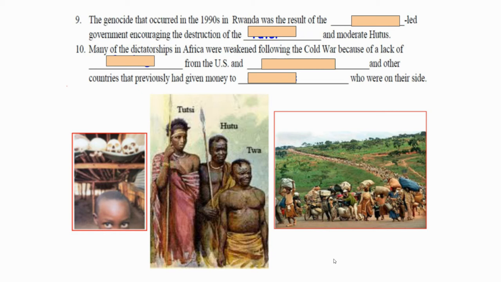Elsewhere in the continent of Africa, we had some events that were not necessarily so pleasant. The genocide of the 1990s in Rwanda resulted in the Hutu led government encouraging the destruction of the Tutsis and some of the moderate Hutus. This is kind of going back to old tribal days.